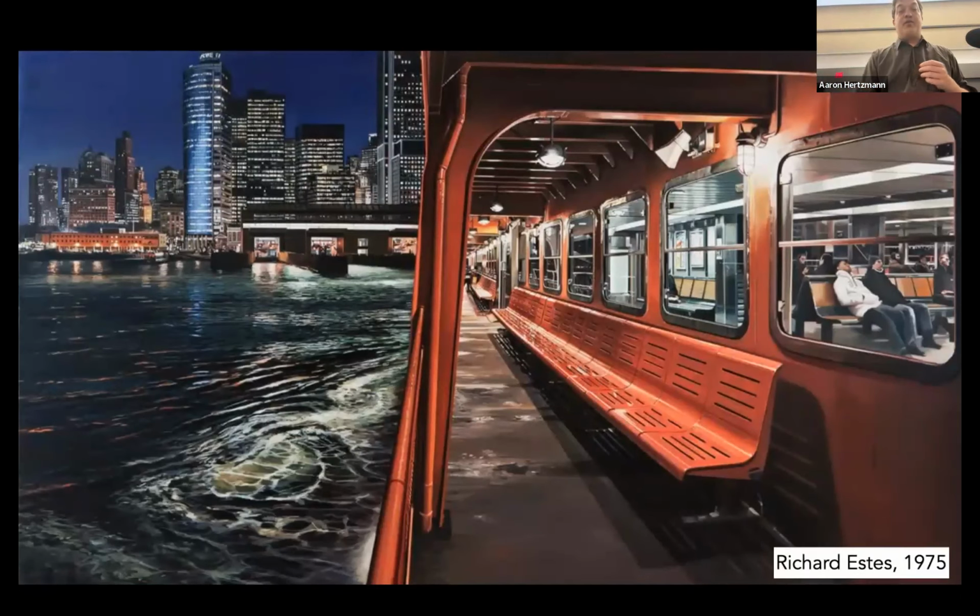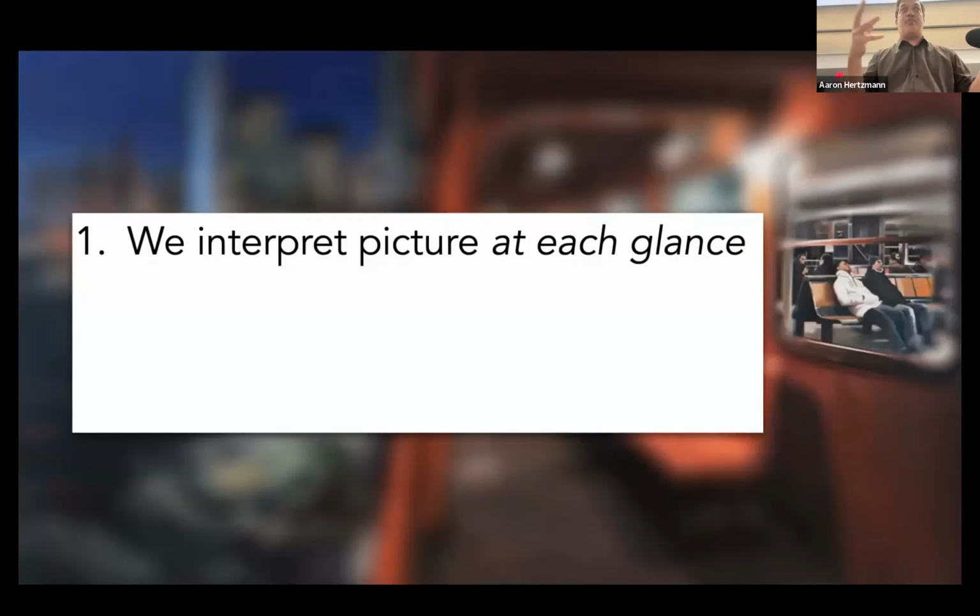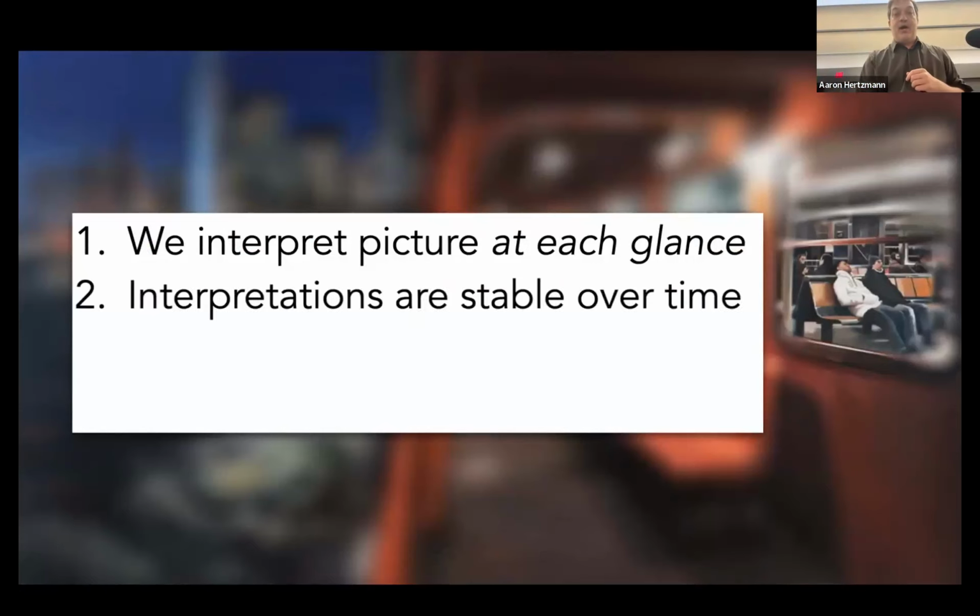And so the observations are, with each of these glances, we are perceiving shape. We are interpreting the picture at each glance. We're not waiting until we've seen the whole picture to interpret shape. And these interpretations are usually stable over time. We don't change our shape perceptions based on stuff we saw later. These guys look the same the first time you see them and after you see the rest of the picture.